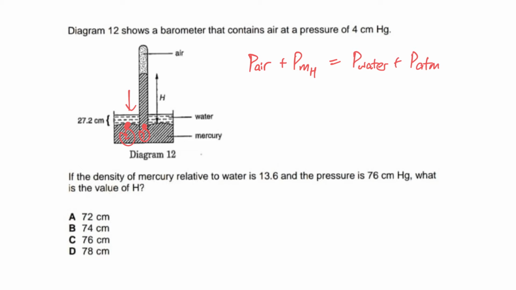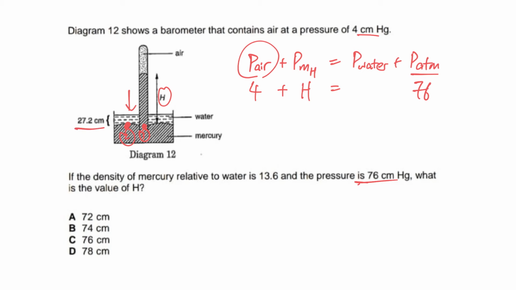Next, let's sub in the value in terms of mercury. Given that the pressure of the air is 4 cm and this column of mercury is capital H here, and for the atmospheric pressure that's acting outside, it is given that the pressure is 76 cm of mercury.